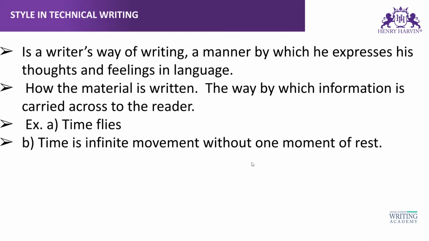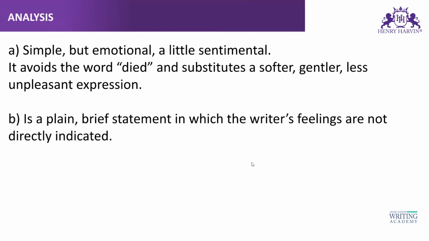That is important. Now, it says the first sentence is simple but emotional, a little sentimental. It is simple, no doubt, but again, there are emotions involved. There is a touch of creative writing there. So it avoids the word died and substitutes a softer, gentler, less unpleasant expression. So they have used all those tools which are actually used in creative writing. Whereas in the B part, it is a plain, brief statement in which the writer's feelings are not directly indicated. So here, there is no feeling of the writer. It's only the definition. So I hope we are clear what type of sentences we should use in a write-up. Are we clear on this?